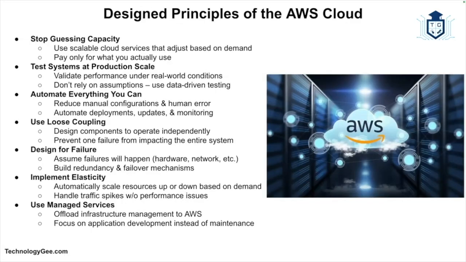All right, so before we even dive into the pillars, AWS has some core design principles that apply across everything. And the first one is stop guessing capacity, where you use scalable services instead of over provisioning.